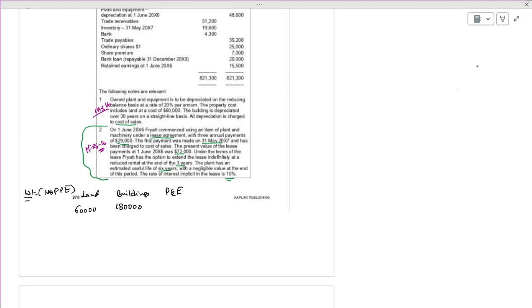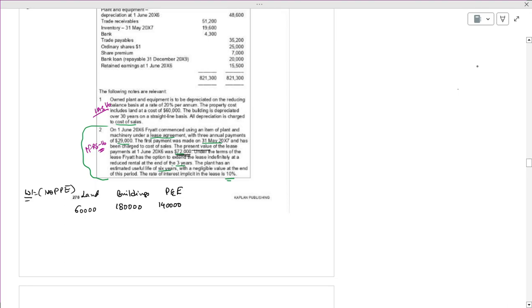180,000. Property is how much? 140,000. Okay. Next, in point number 2, on June 6, they commence an item of plant and machinery under a lease agreement with 3 annual payments of 29,000. The first payment is on 31st May and charged to cost of that. The present value of the lease payments is how much? 72,000. This is the present value of the lease payments.